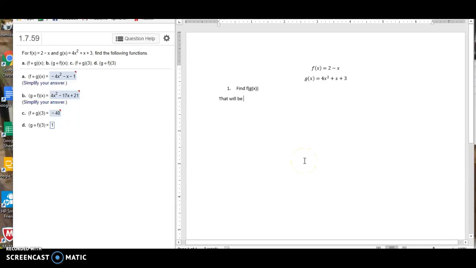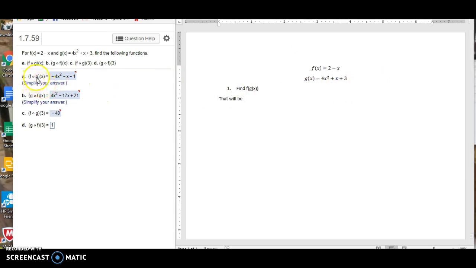Hey, I had a student ask me about this problem in the 1.7 homework. It's asking you to compose two functions. You're given that f of x is 2 minus x and g of x is 4x squared plus x plus 3, and I've retyped those over here on this Word document.